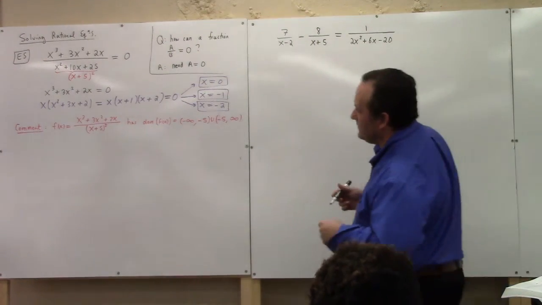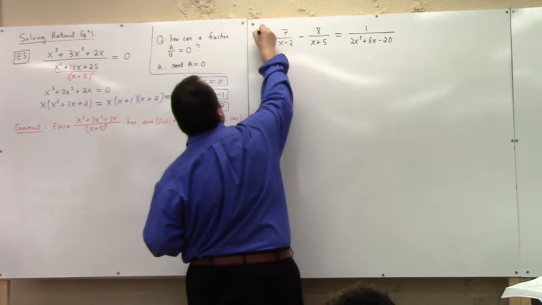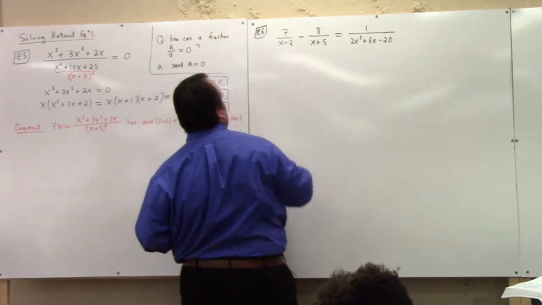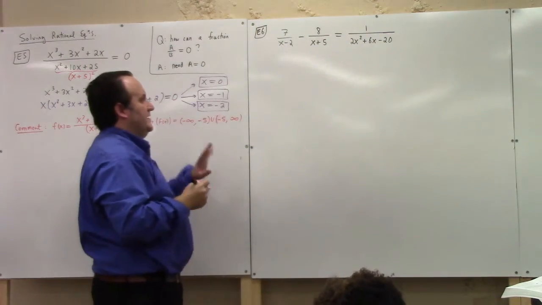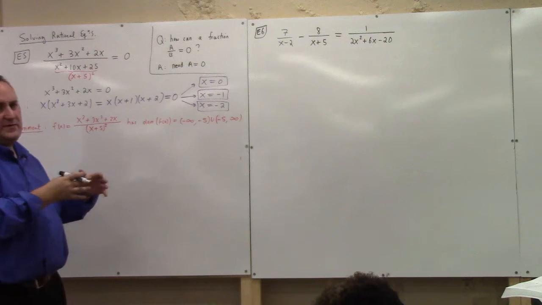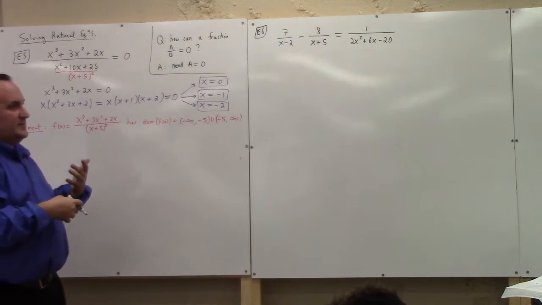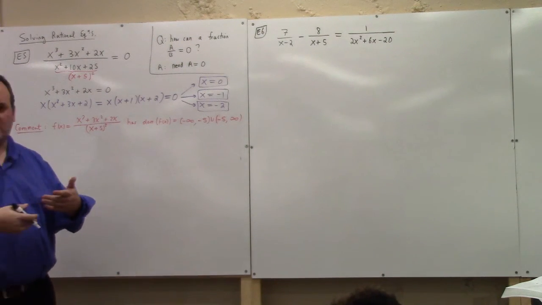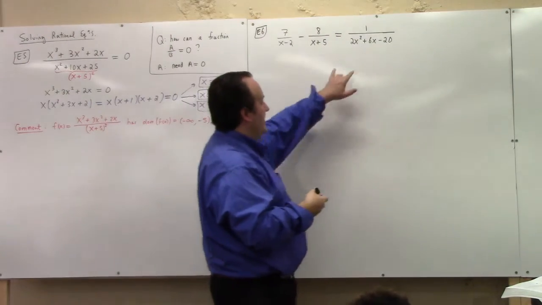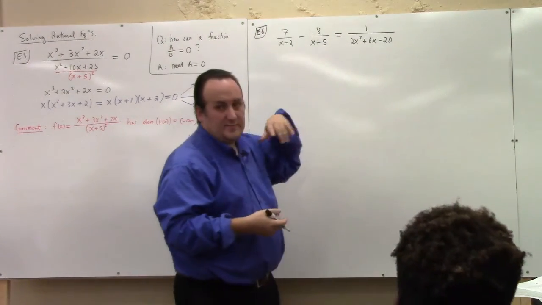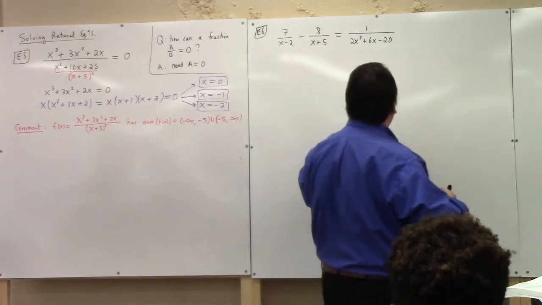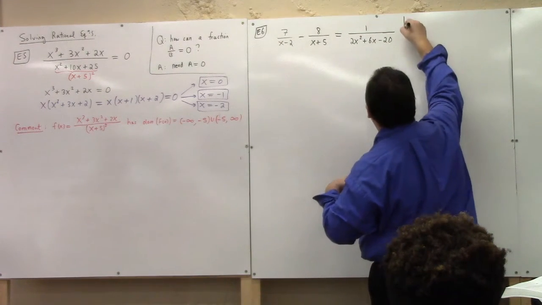This is example 6, I suppose. So when I see this problem, the first thing I want to do is figure out: what is this 2x squared plus 6x minus 20? Can it be factored? Because if it does factor, that makes the problem a lot simpler. So let's just sidebar here.